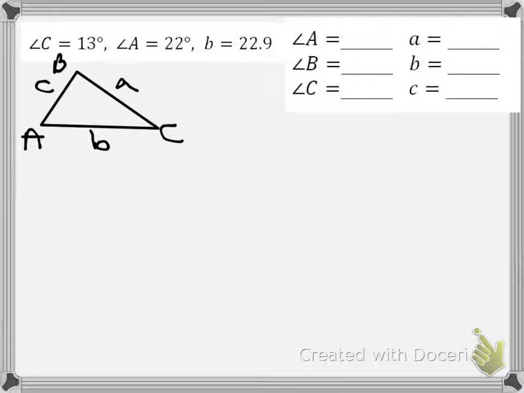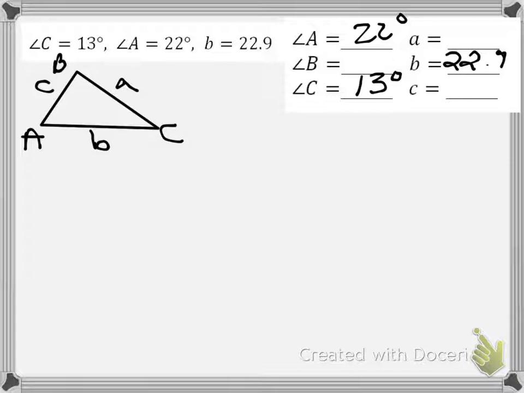Now let's record what we know. We know that angle C is 13 degrees. I also know, so I'm going to record it here, 13 degrees. I also know that angle A is 22 degrees. And that side B is 22.9.